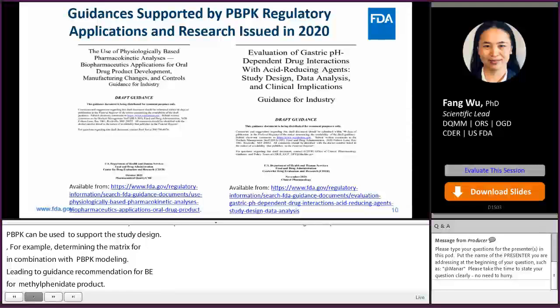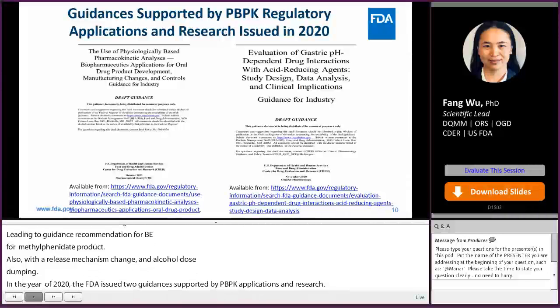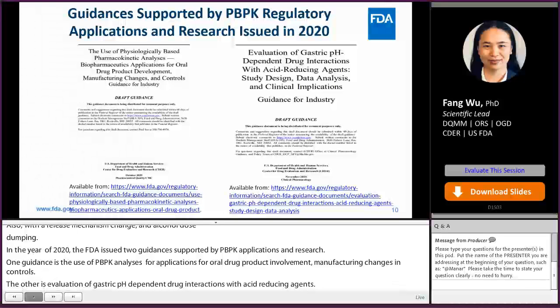In the year 2020, FDA issued two guidances supported by PBPK regulatory applications and research. One guidance is the use of PBPK analysis, biopharmaceutics applications for oral drug product development, manufacturing changes, and controls. Another guidance is evaluation of gastric pH-dependent drug interactions with acid-reducing agents. These two guidances describe the utility of PBPK absorption modeling for biopharmaceutics applications as well as for predicting the pH-dependent DDI potential.